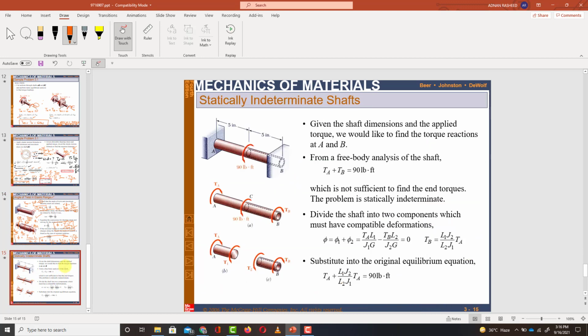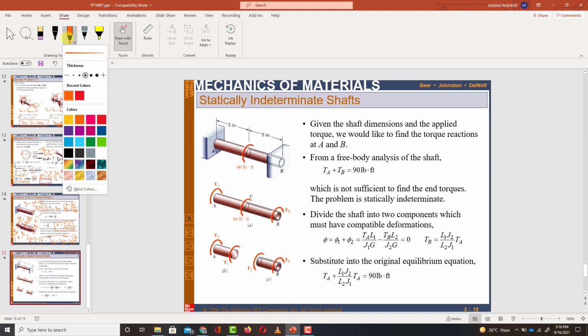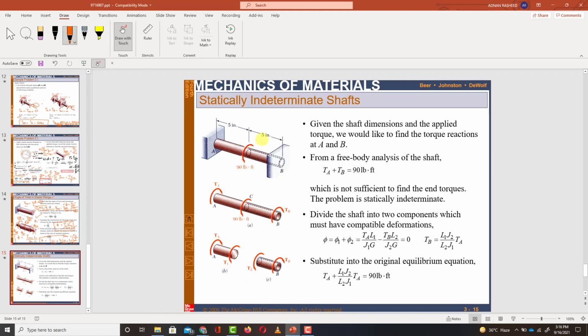Okay. Another topic is the statically indeterminate shaft. In previous lectures we discussed what is meant by statically indeterminate. If you have more than one unknown and you have one equation, or if you have two equations and three unknowns, these types of problems you cannot solve by the available two equations. So they are known as statically indeterminate problems. Clear? So we will now discuss the statically indeterminate shaft.